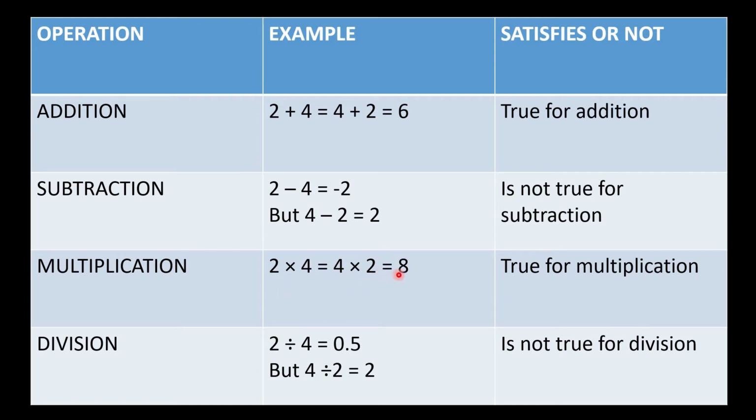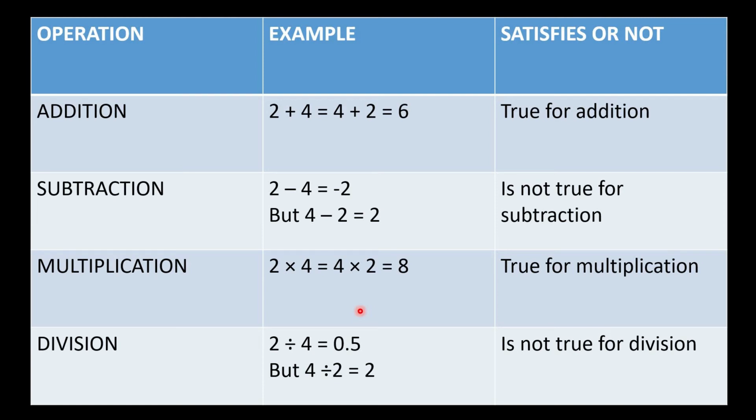As the order does not matter while multiplying any two integers, 2 4s or 4 2s, the answer will be 8. But the case is not the same for division. 2 divided by 4 is 0.5, while 4 divided by 2 is 2. That means the commutative property is true only for addition and multiplication.